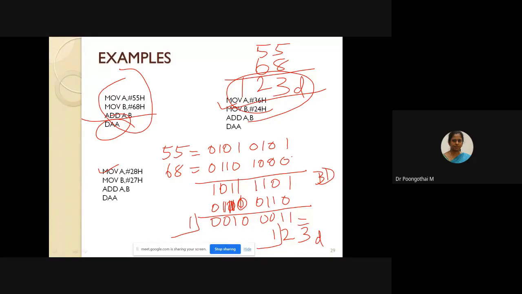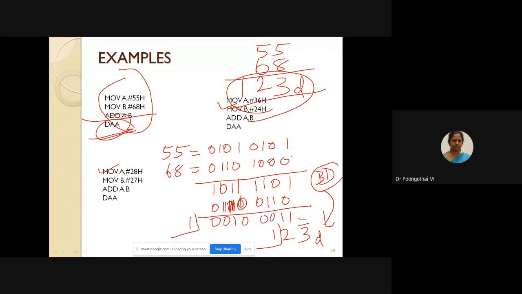Is that clear? So before the DA instruction, it will perform only hexadecimal operation. So this hex is adjusted into BCD by incorporating the DAA instruction, decimal adjust accumulator. So the result in the accumulator is adjusted into BCD form. So adjust the 8-bit result in the accumulator after addition to get a BCD number.